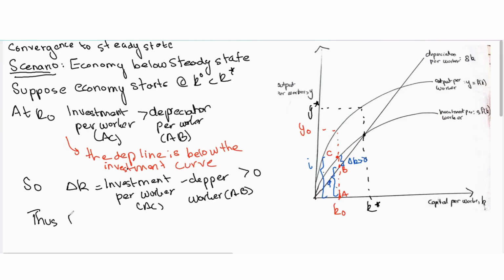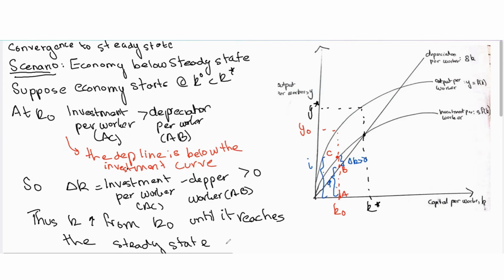Thus K increases from its initial starting value K naught until it reaches the steady state K star, because until then, change in capital per worker would be greater than 0 as investment per worker will exceed depreciation per worker. So it increases until it reaches the steady state K star, where investment per worker is equal to depreciation per worker.